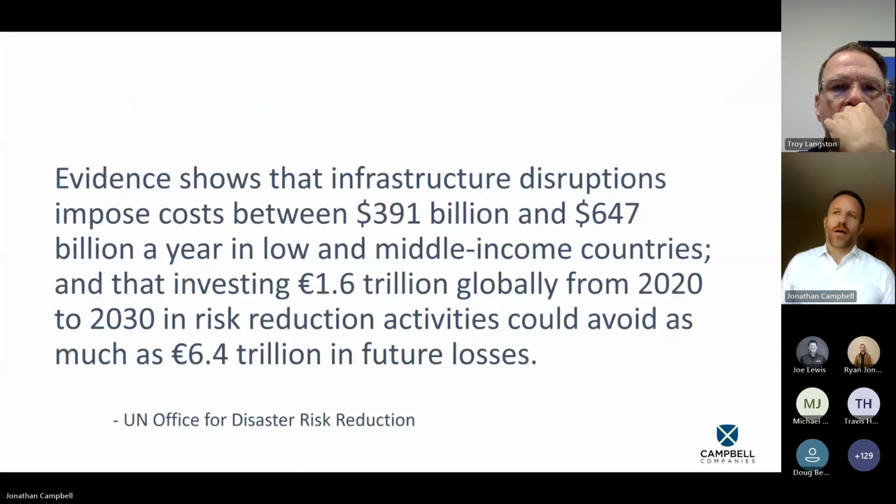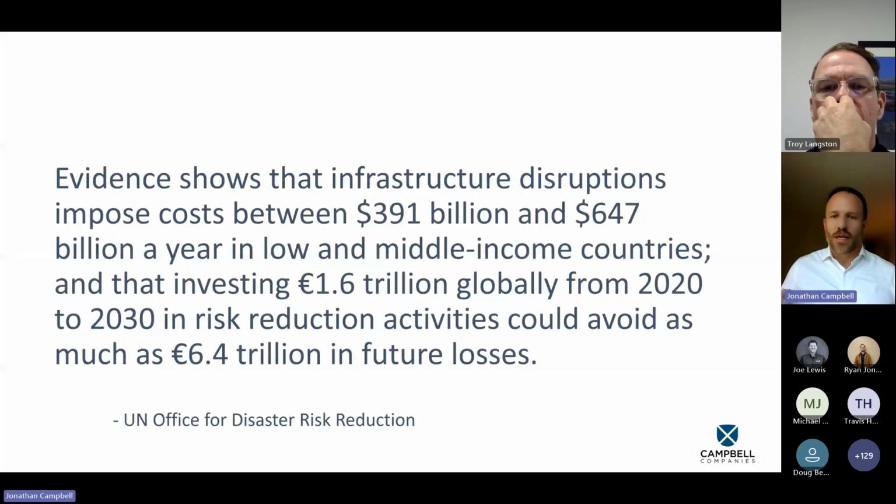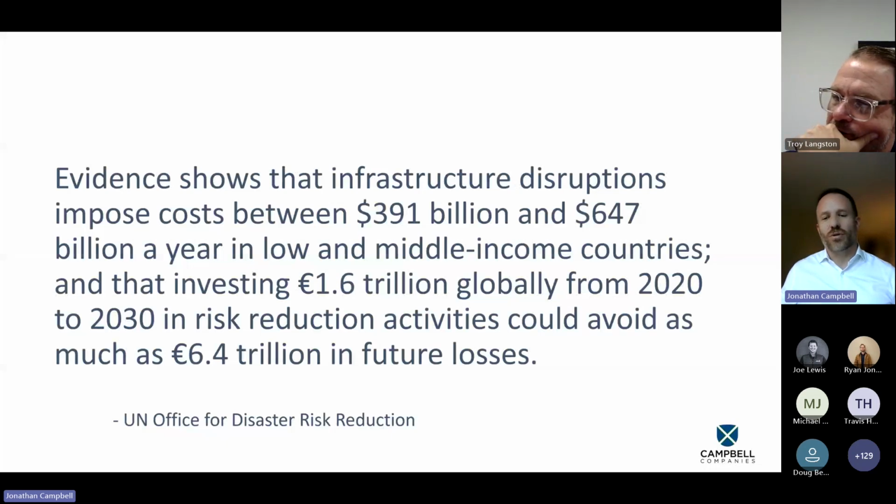So going back to that UN study one more time, it shows that infrastructure disruptions can cost about half a trillion dollars a year in low and middle income countries, countries that don't necessarily have the financial resources that others like the US may have to go back and rebuild. So by investing about half a trillion through 2030, we could get a return of 6.5 trillion by avoiding future losses. So again, it's just saying that it's worth investing to make sure that we have the resilience measures in place, plan for the future.